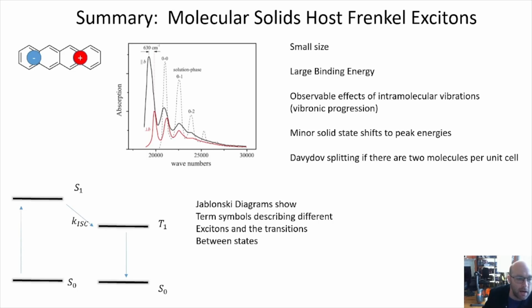We also talked about the terminology associated with Jablonski diagrams, where you have absorption, intersystem crossing, phosphorescence, and then fluorescence, which I didn't draw, but that would be S1 back down to S0. It's a way of talking about the different excitons and the different transitions in a molecular solid. All right, so that's all for this time, and the next lesson will be about a new species of exciton called charge transfer excitons.